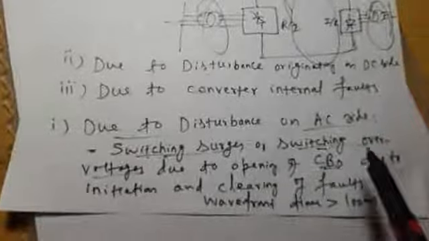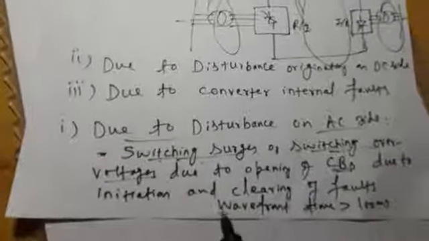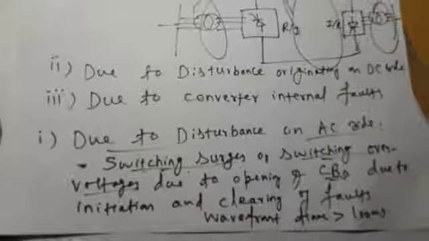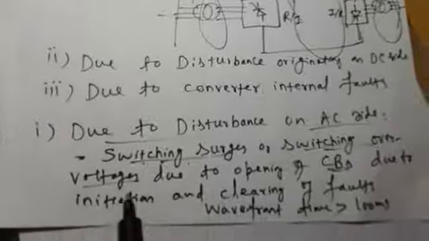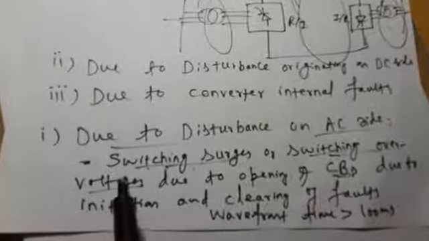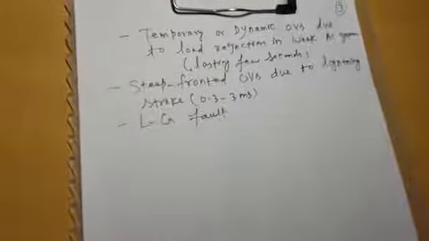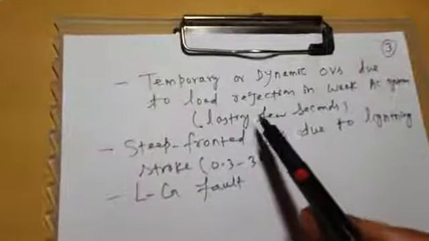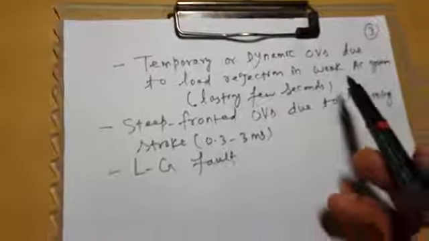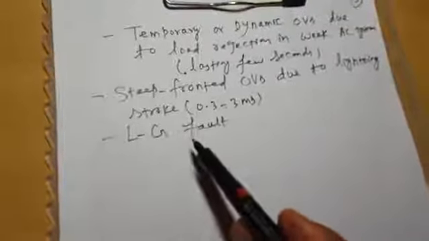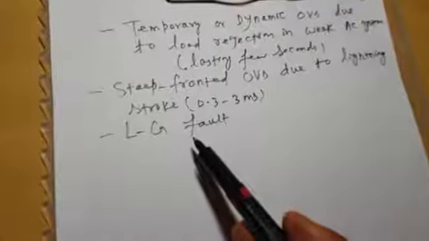These are, as I have written here, due to disturbance on AC side. These are various types of disturbances which will occur on AC side, and which will result in overvoltages in your HVDC system, HVDC converter station. Like first disturbance on AC side may be switching surges or switching overvoltages due to opening of circuit breakers. The second is temporary or dynamic overvoltage due to load rejection in a weak AC system. Third is lightning stroke, and fourth is line to ground fault. So this is due to disturbance on AC side.